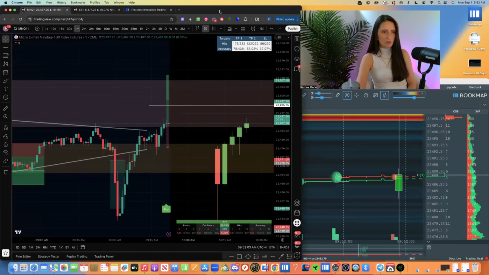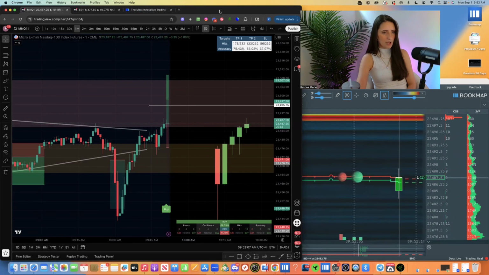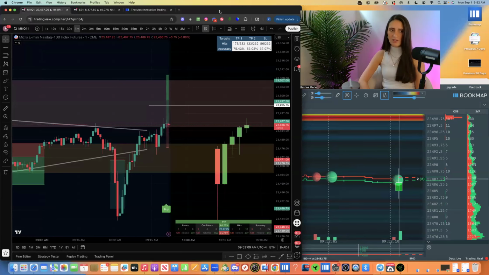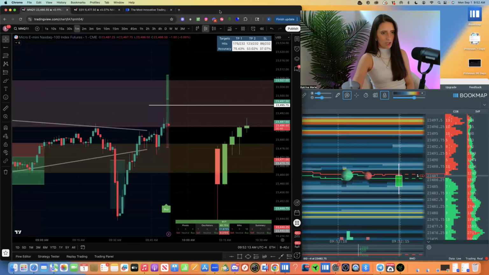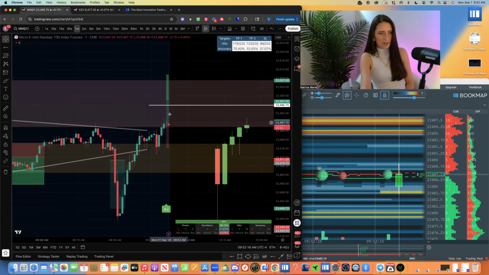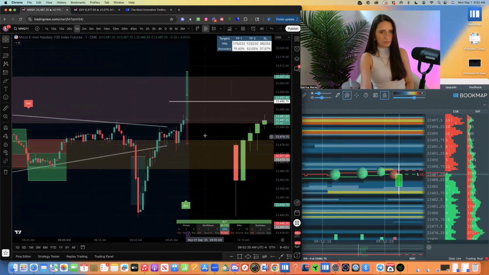So you have to wait till candle closure for the signal to confirm. I had a few people ask me that are new. When the candle closes and it's open, then it will confirm the signal.